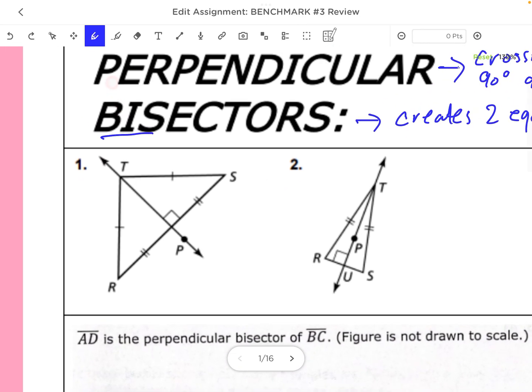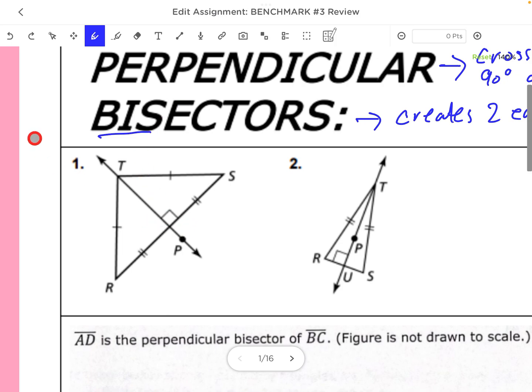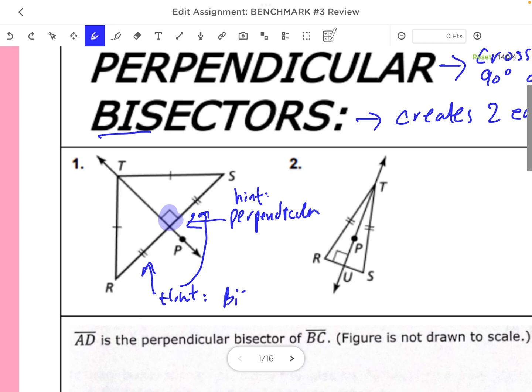This is a perpendicular bisector. All right, so here's the hint. This little box tells us that that's perpendicular. Okay, and then this and this being the same is a hint of a bisector. Now here's a critical thing. Whenever these two are equal, then these two are equal as well. So if we know it's a perpendicular bisector, then we know that this and this are also equal.